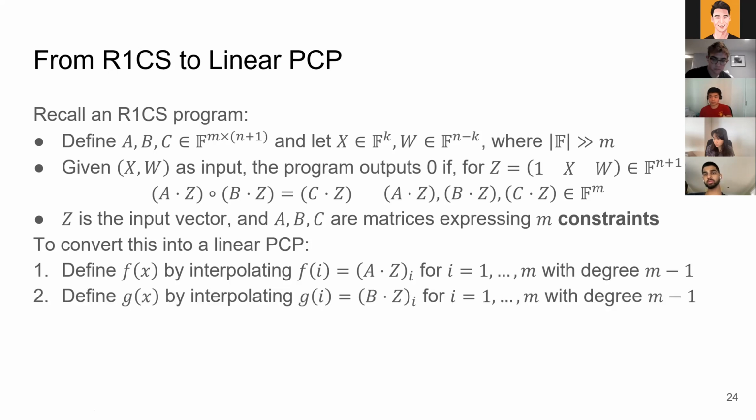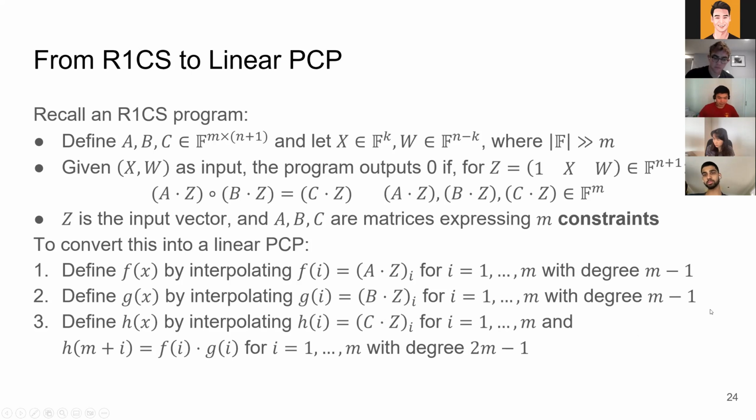We're going to define a second polynomial that does the same exact thing, except with the second term, B matrix multiplication Z. Same exact procedure as the first, except now we're interpolating it such that it takes on the values of B times Z at these M different points. So it's going to be a different polynomial, but it's still going to be degree M-1. And then finally, if you thought we're going to do the same thing for C times Z, you're correct.